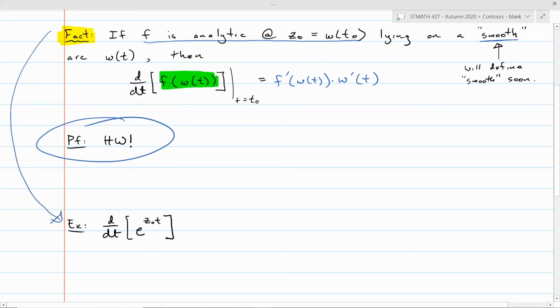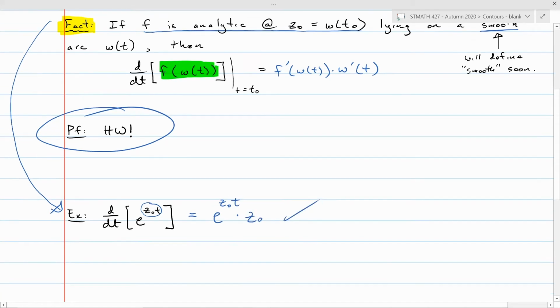So we can apply this fact directly to the example we just previously worked out, where we broke it up into its component functions and differentiated that way. You really don't need to, because the inside function is what we call a smooth arc, and the outside function is the complex exponential function, which we know is analytic on the entire complex plane. So it satisfies the hypotheses of this fact above, and the derivative of e to the whatever is e to the whatever, times the derivative of the inside function with respect to t, which is just z naught. So you get the same result, just a lot quicker.